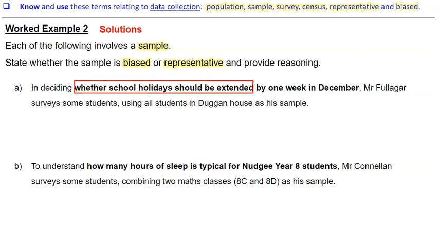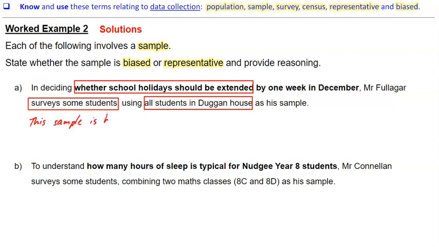Part A. In deciding whether school holidays should be extended by 1 week in December, Mr. Fulliger surveys some students, using all students in Duggan House as his sample. So thinking about the people whom Mr. Fulliger has consulted, is this Duggan House group biased or representative of all those people who would be affected by a decision to extend the holidays?